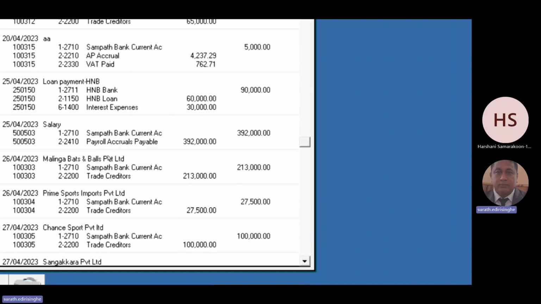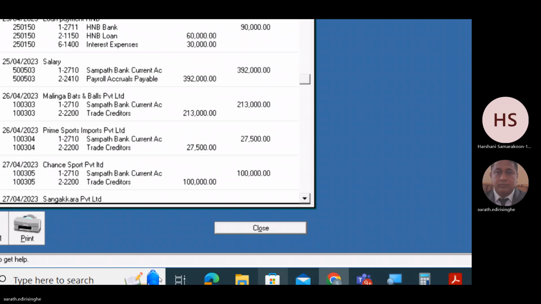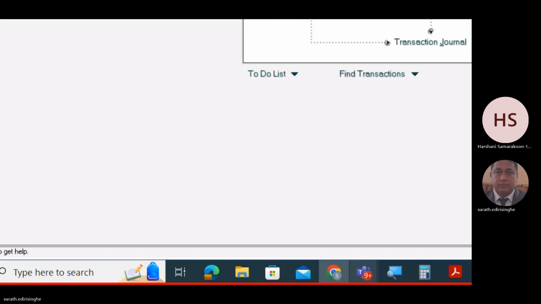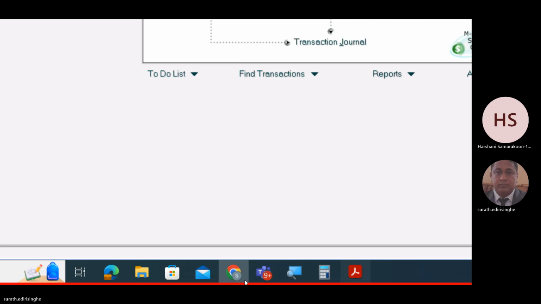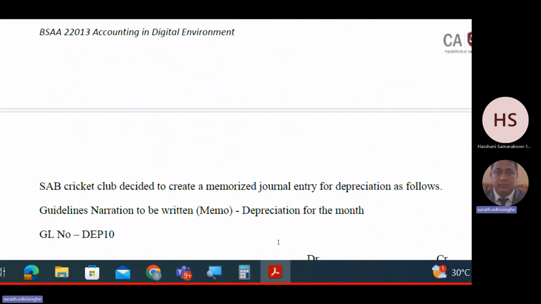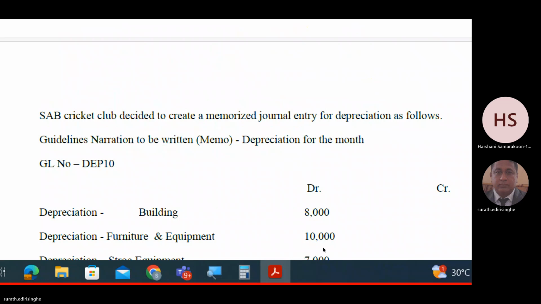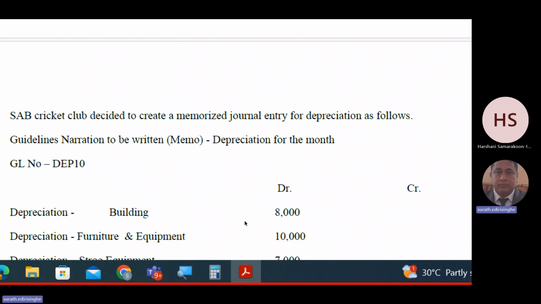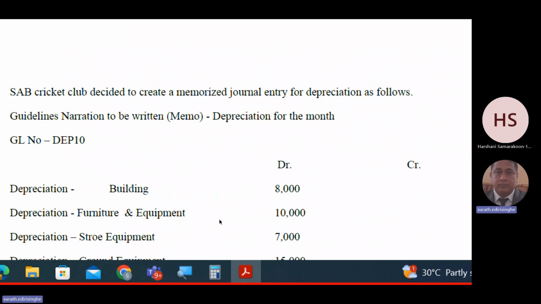HNB account credit 90,000, loan account debit 10, interest account debit. Right. Now, before winding up the session, this is the last transaction. Then complete your syllabus. All right, look at this transaction. This is also like a template.